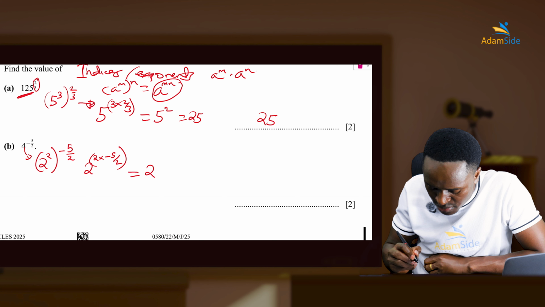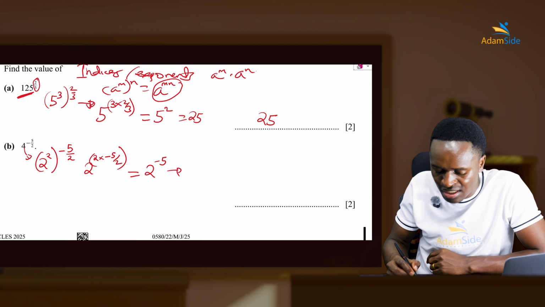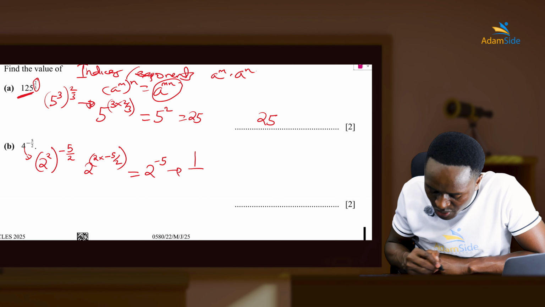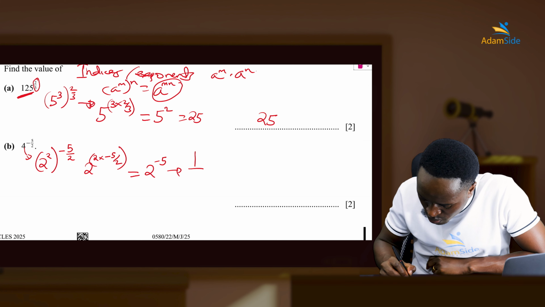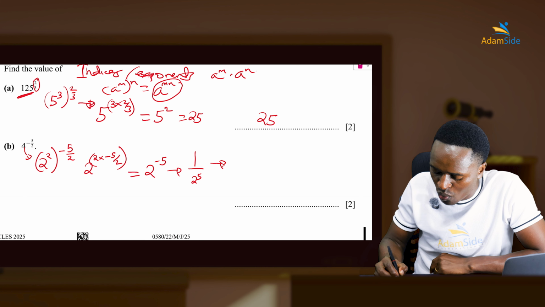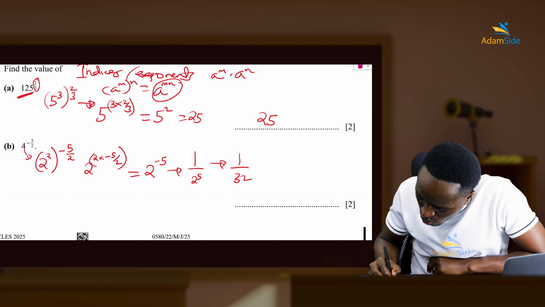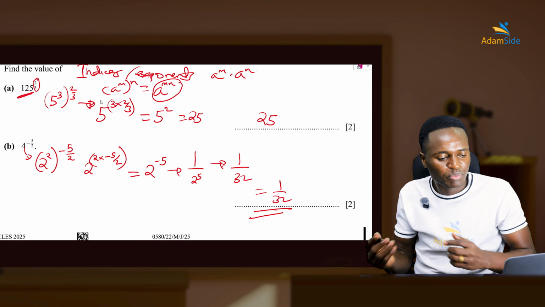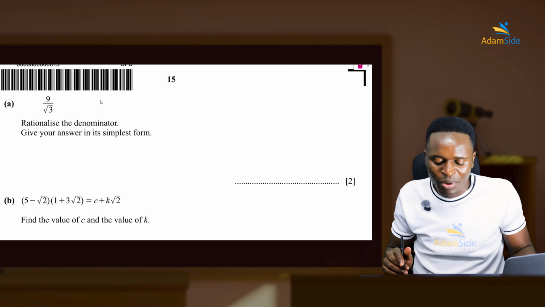Negative 5 over 2 times 2, you get power negative 5, so the answer will be the same as 1 over 2 power 5, because when you have 2 power negative 5, it is the inverse. So it's the same as 1 divided by 2 power 5, which is 1 over 32. You get your answer as 1 over 32. This becomes our answer when you simplify it. Or you can leave your answer as 1 over 2 power 5.